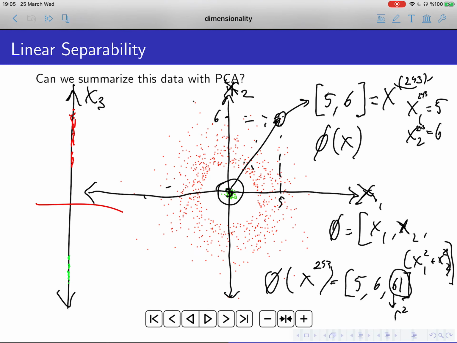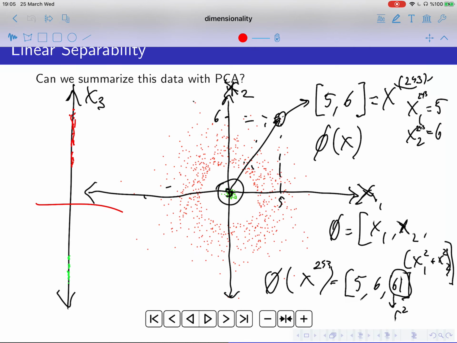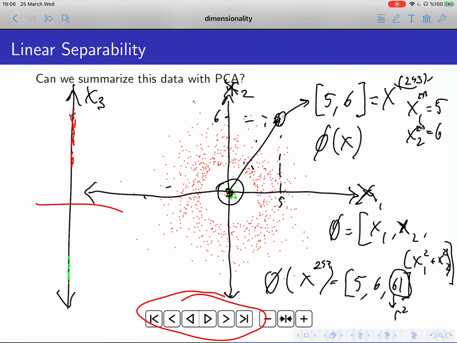Actually, when you have your own copy of the PDF, these little buttons here will work and rotate this to show you the extra dimension that I talked about, and you'll be able to visualize what I'm talking about better. Unfortunately, this PDF reader that I'm using to do the screencast doesn't allow that.